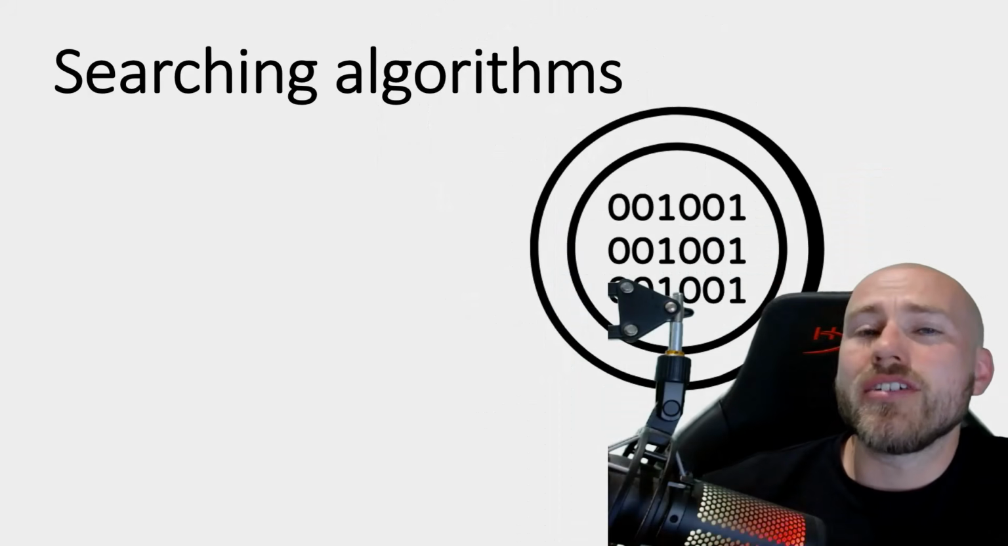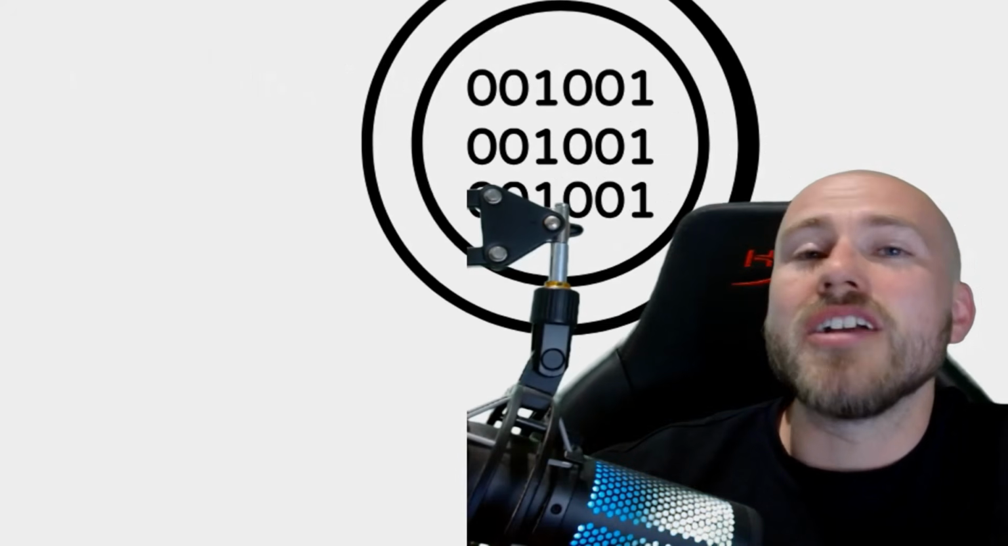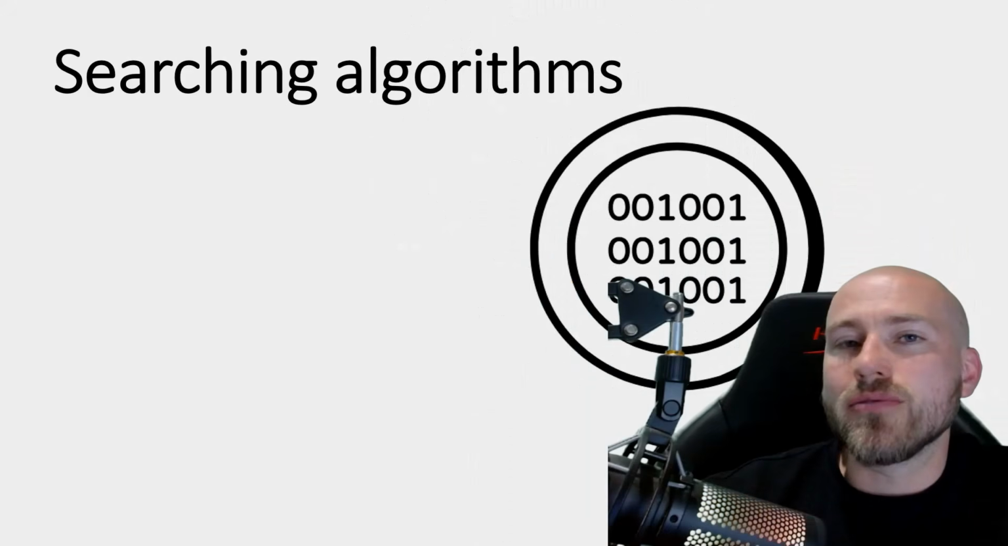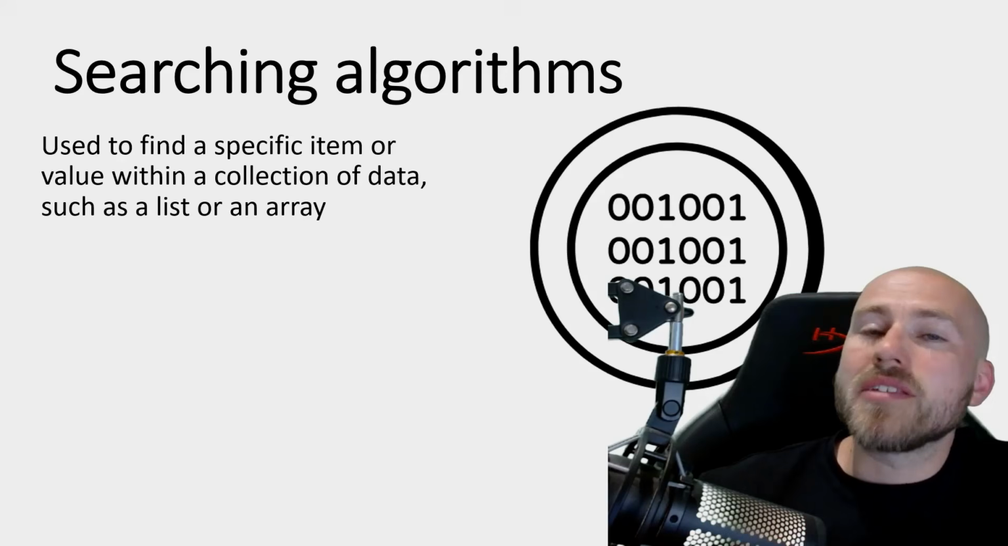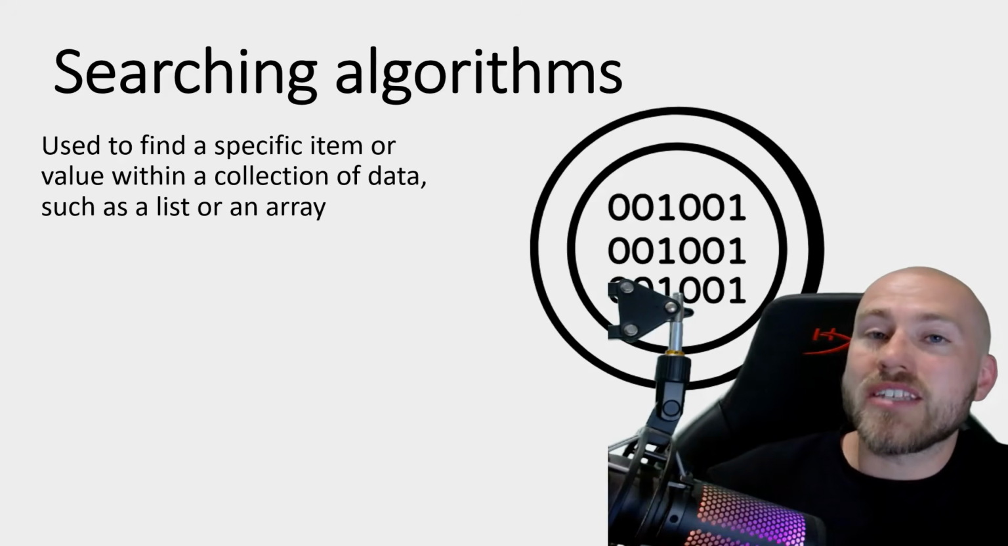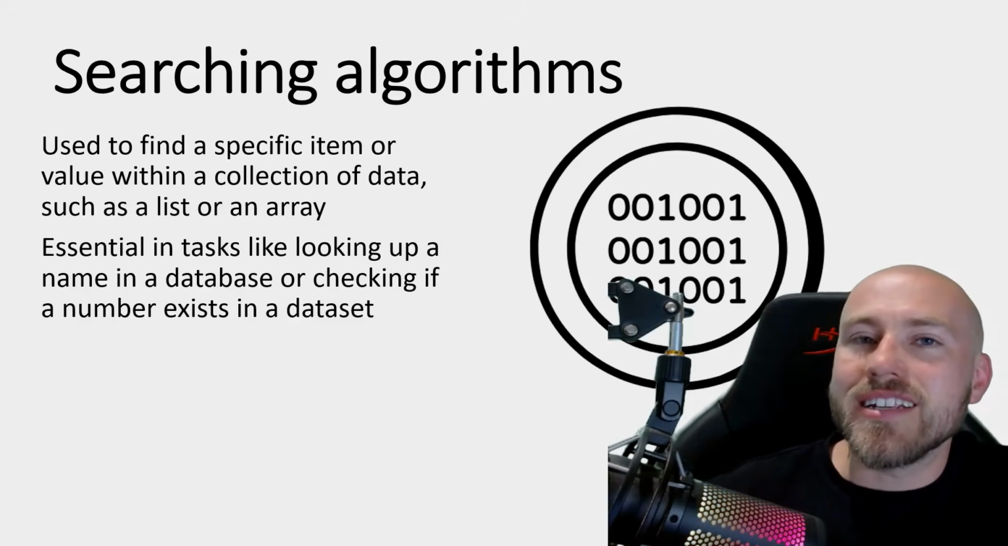Today we're looking at searching algorithms. An algorithm is just a set of rules that can be followed to achieve a task. So when we're using searching algorithms, we're thinking of a set of rules that we can follow so that we can search for a particular piece of data. This piece of data could be in some sort of list or array, and it might be good for looking up to see if something already exists in a database or in some sort of data set.